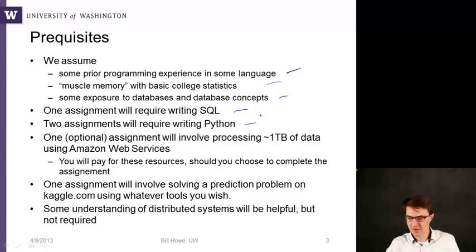All right. Then another assignment will involve participating in a Kaggle.com competition using whatever tools you want. And so this may or may not involve any programming. You can certainly compete using Excel and other kinds of GUI tools. Okay. This last bullet probably isn't true, so let's just ignore that actually.